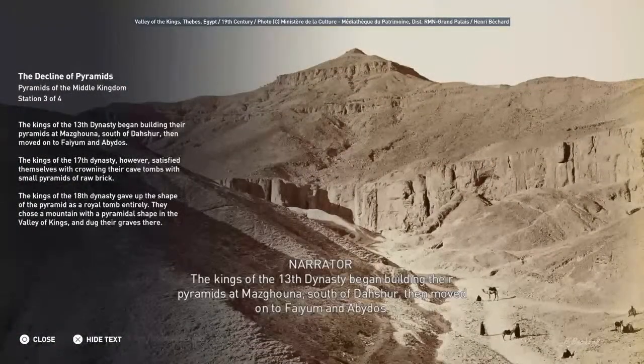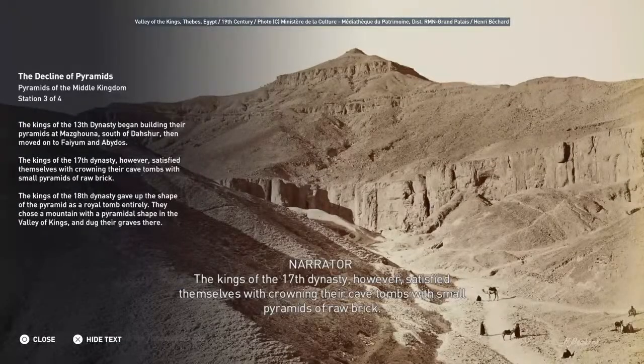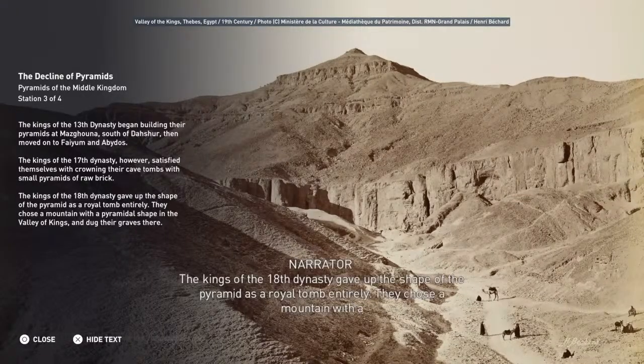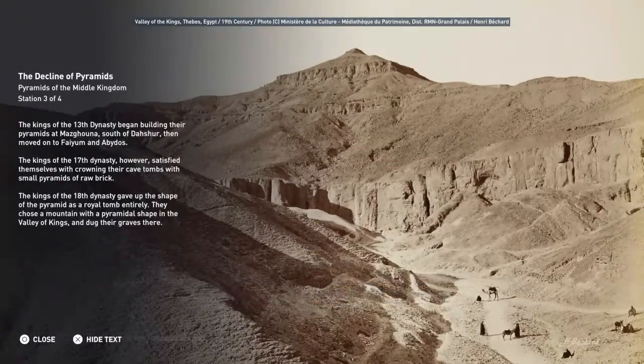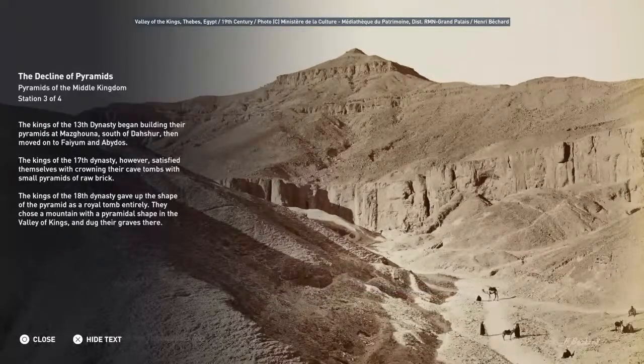The kings of the 13th dynasty began building their pyramids at Masguna, south of Dashur, then moved on to Fayum and Abydos. The kings of the 17th dynasty, however, satisfied themselves with crowning their cave tombs with small pyramids of raw brick. The kings of the 18th dynasty gave up the shape of the pyramid as a royal tomb entirely. They chose a mountain with a pyramidal shape in the Valley of Kings and dug their graves there.